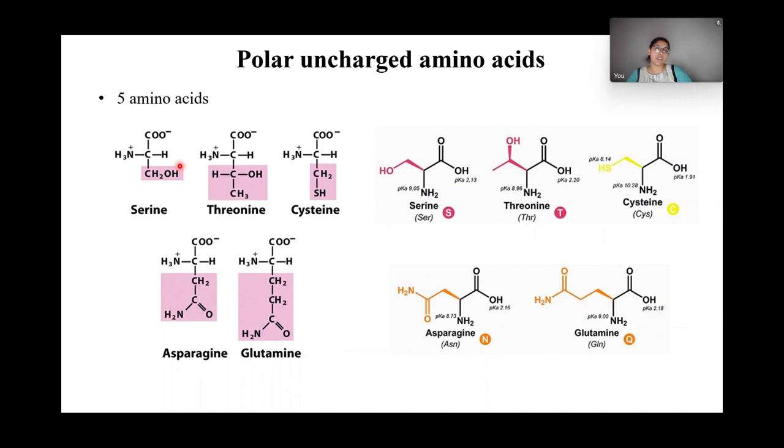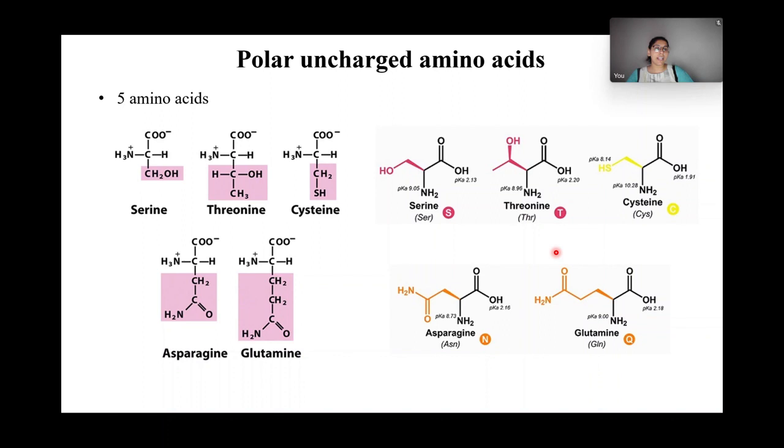Cysteine is colored in yellow. It means that it has a sulfur containing group. And glutamine and asparagine have an NH2 group. That's why they are orange in color. They're represented by Q and N. Glutamine is written as GLN and asparagine is written as ASN.